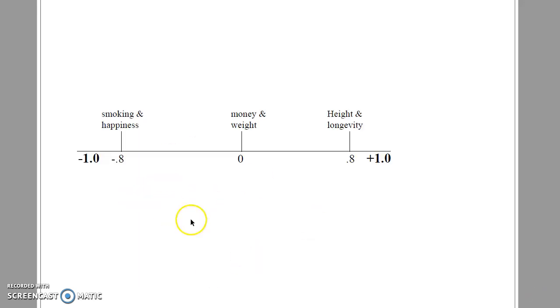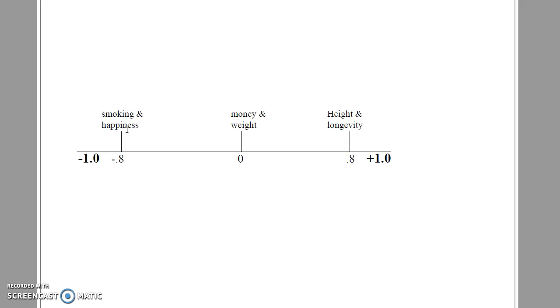I have a diagram here to show you. If you look at this one, from -1 to +1, you have a -0.8, a 0, and a 0.8. There is no correlation between money and weight, but height and longevity has a 0.8, which is a strong correlation. Smoking and happiness: the more the smoking, the less the happiness. So this is where you see where the high and the low is coming in. More smoking is less happiness. Let me correct this once again. Positive is high-high, low-low, and then your negative is high-low, low-high. So this is what it is.